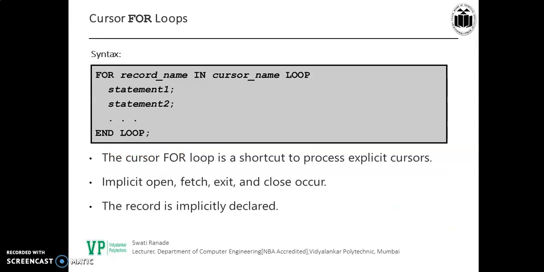An explicit cursor has various steps. Before opening a cursor, we need to declare that cursor in the declare section. Then only we can open that cursor. Then we can fetch data from that active set. Then we need to check whether that active set is empty or not. And if it is empty, then we need to close that cursor.